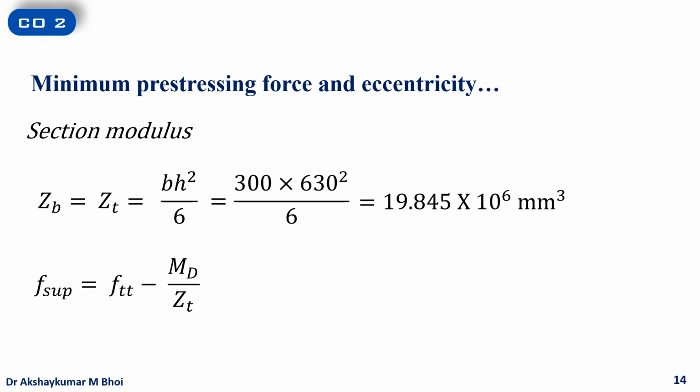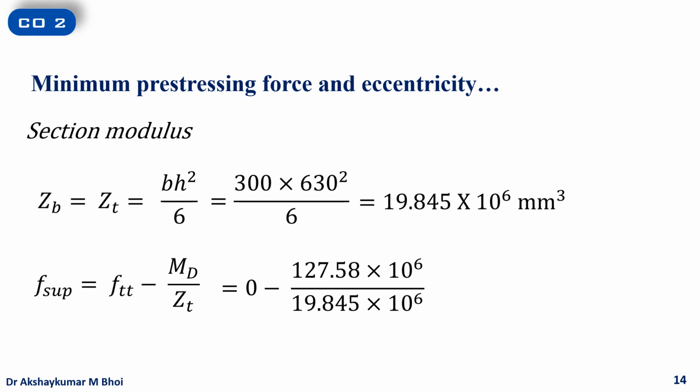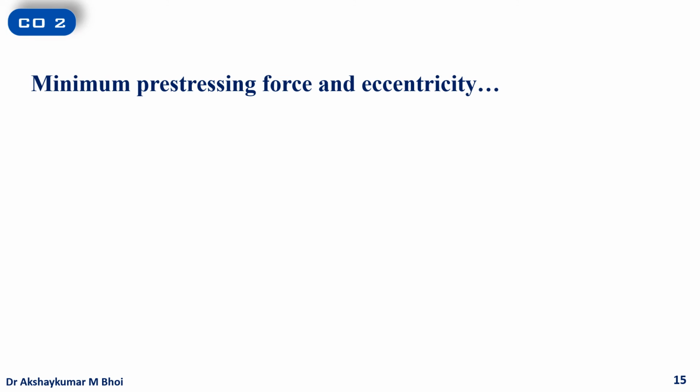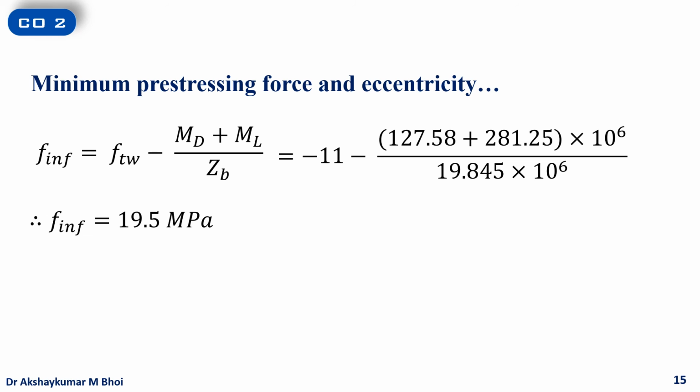Let us now calculate the stress at the top and bottom fiber of the member due to pre-stress. F superior, that is the stress at top fiber, is FTT minus MD upon ZT, where FTT is the tensile stress at transfer. When you put the values, it turns out to be minus 6.43 MPa. Similarly, if we calculate the stress at the bottom fiber, which is F inferior, then it turns out to be 19.5 MPa.